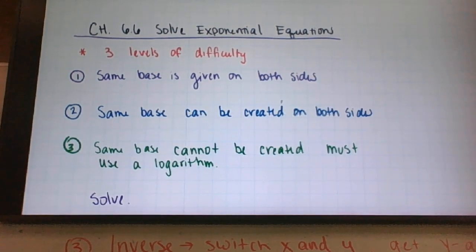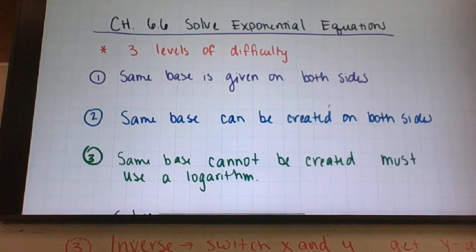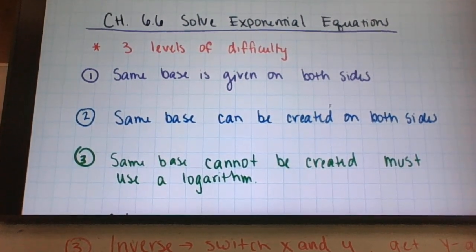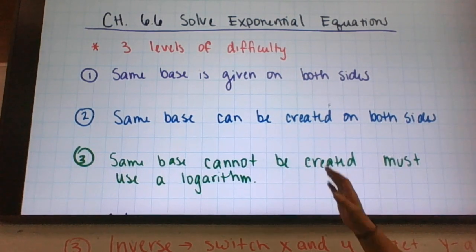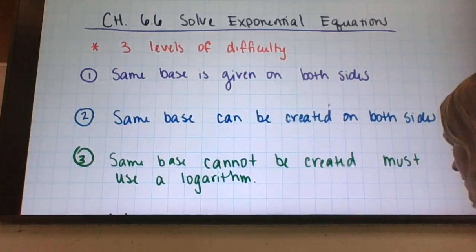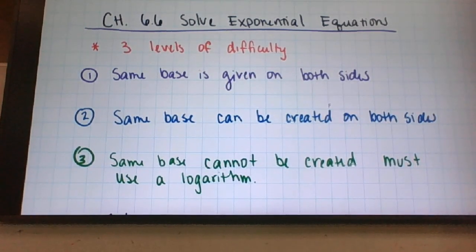Okay, so I have to do 3 more problems with you. These 3 problems must be done today. This is chapter 6.6, solving exponential equations. We'll spend 3 days in this section. These problems have 3 levels of difficulty, so I'm going to do one of each type with you. The first level of difficulty is basic. That's when you're given a problem and it has the same base on both sides.